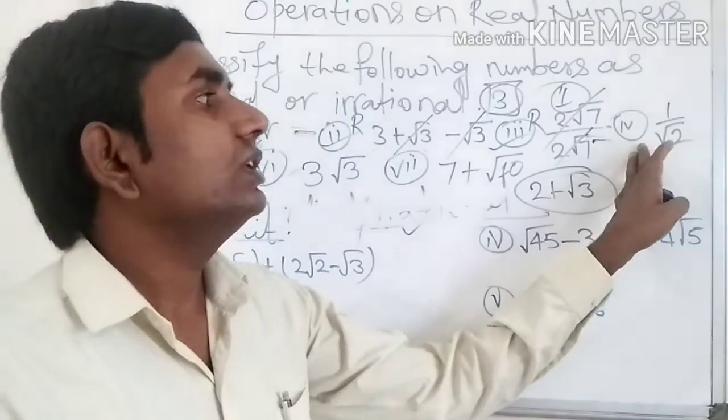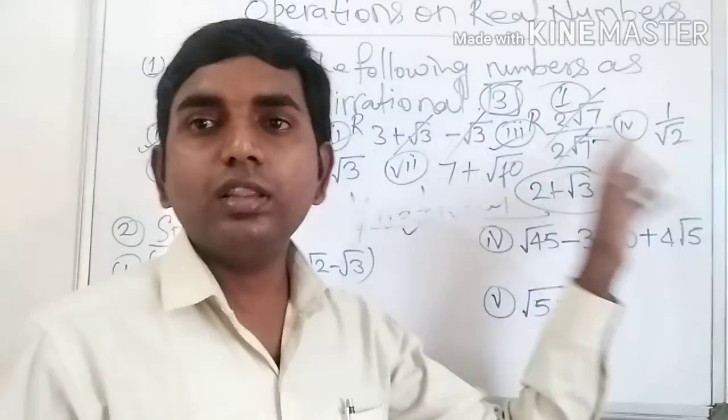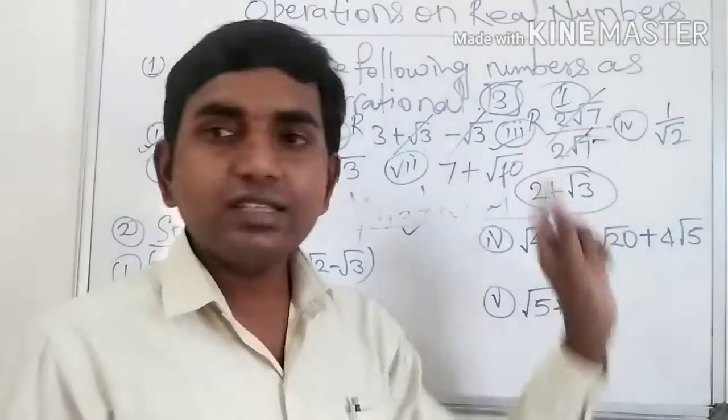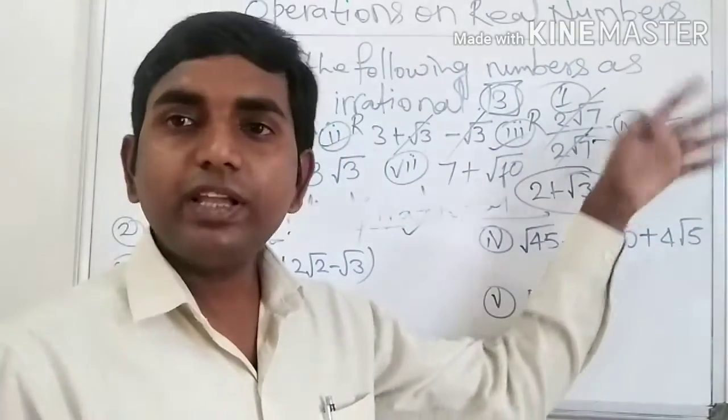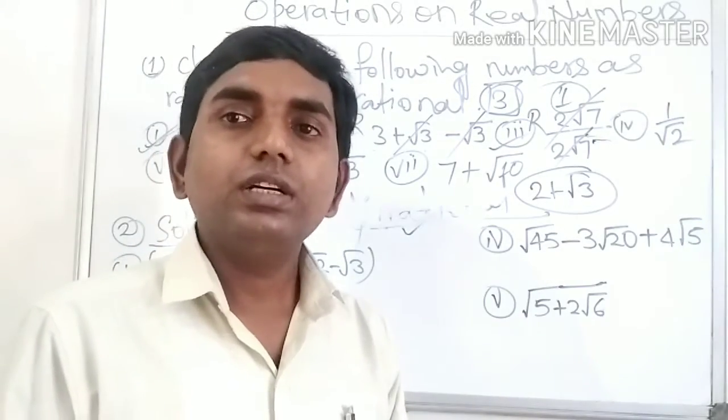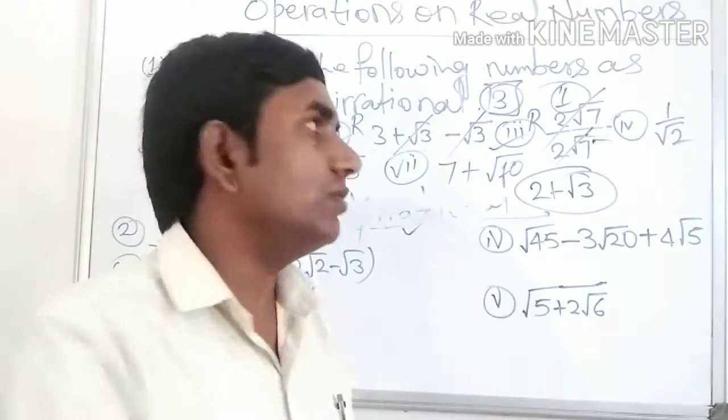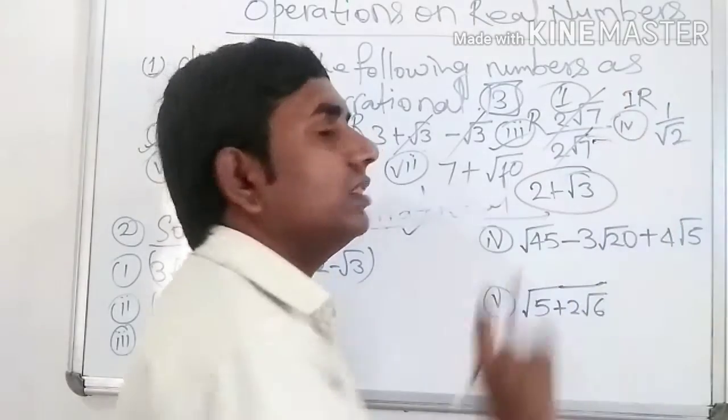Now here in question number 4, the question is 1 by under root 2. 1 is a rational number and under root 2 is an irrational number. We want to divide 1 by under root 2, so we know that here we find an irrational number. So this number is an irrational number.